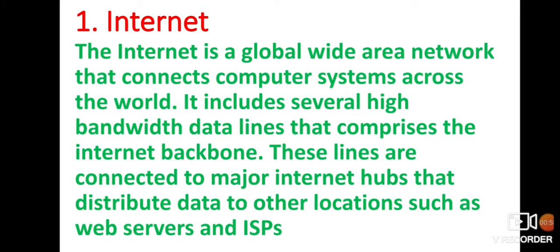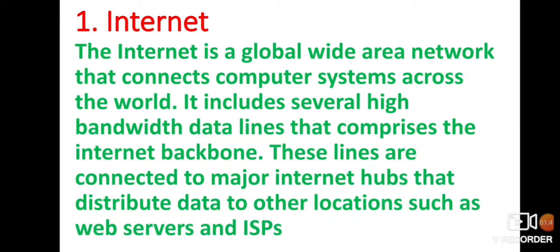Now first look what is internet. The internet is a global wide area network that connects computer systems across the world. So internet is a global network connecting the whole world. That is wide area network. Internet spans entire continents and connects computer systems across the world. It includes several high bandwidth data lines that comprise the internet backbone. So our internet comprises high bandwidth data lines that are capable of transmitting high frequency data packets that comprise the internet backbone.